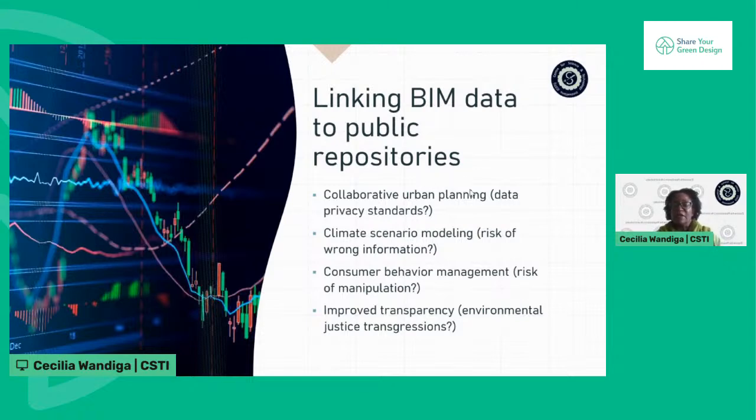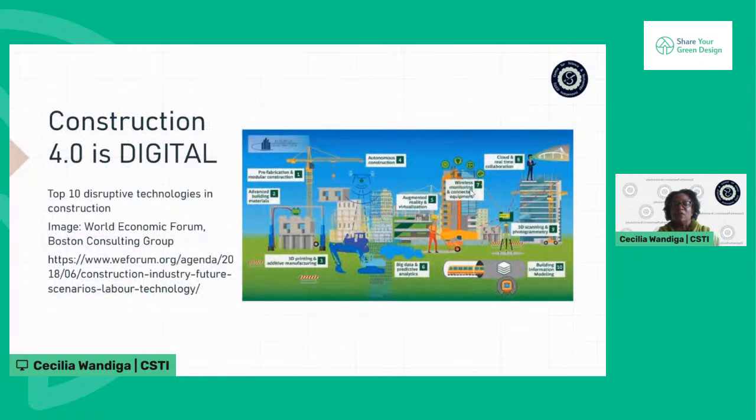And then looking at environmental justice. The more transparency we have, the more not only marginalized groups but communities are able to react and say what they want to do in terms of making sure there's environmental justice for everybody. These are the big trends in digitalization.